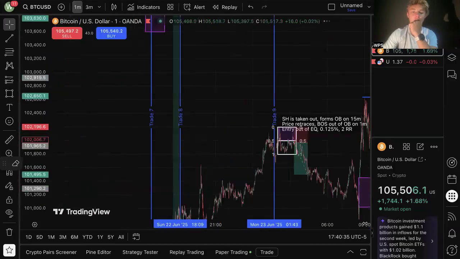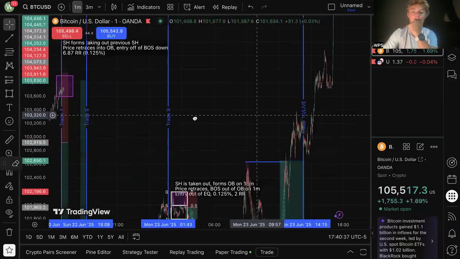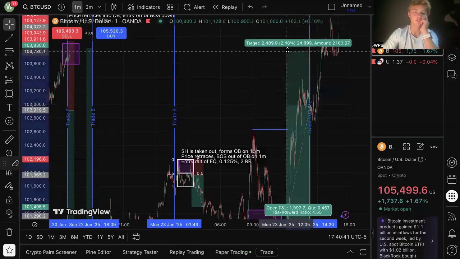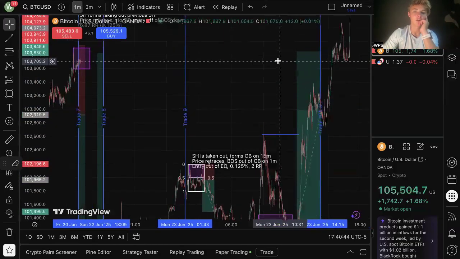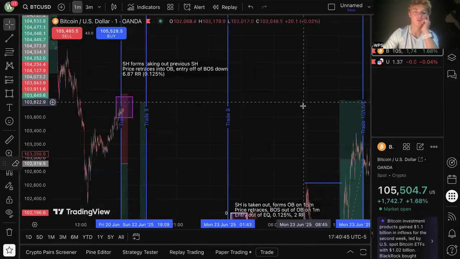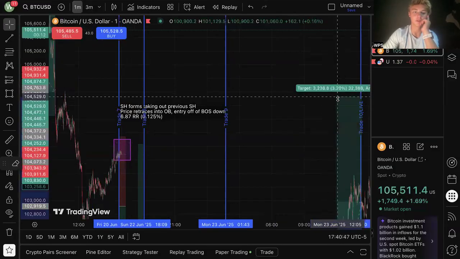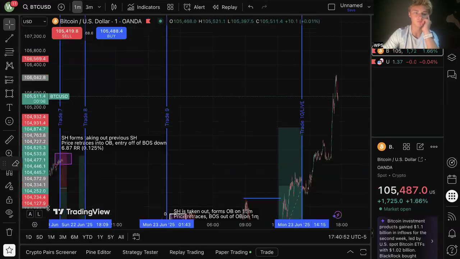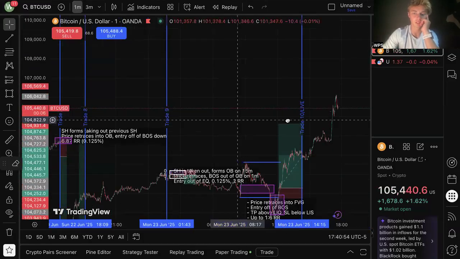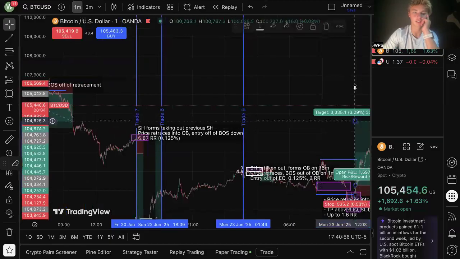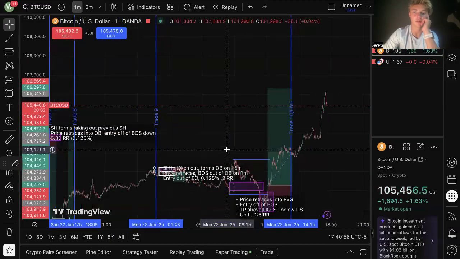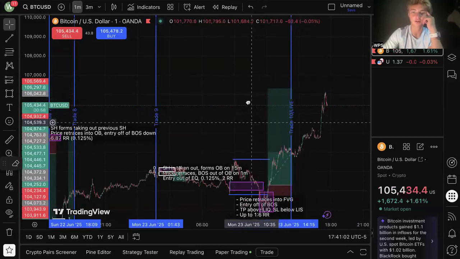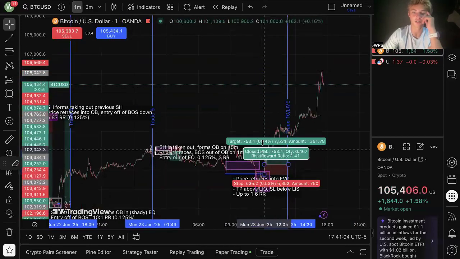Something I could have done better again is refining exactly where I would enter. And I could have set my take profit all the way up here, maybe even up here, to be honest. When I'm looking back in hindsight, it'll likely even hit all the way up here at a 9 to 1 RR trade.